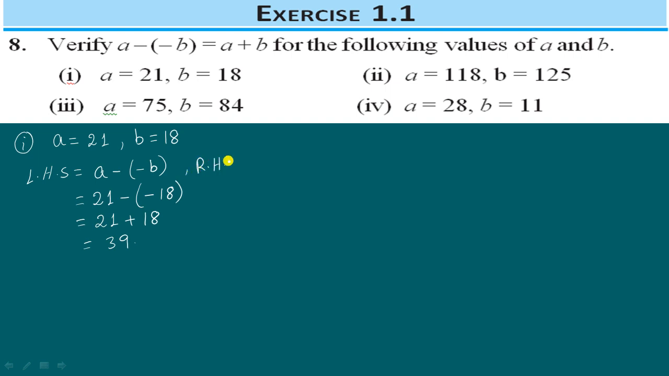Now we'll find the value on the right hand side. RHS is equal to a plus b. That is, the value of a is 21 plus the value of b is 18. Again we are getting 39. Then we can say that left hand side is equal to right hand side. Hence verified.